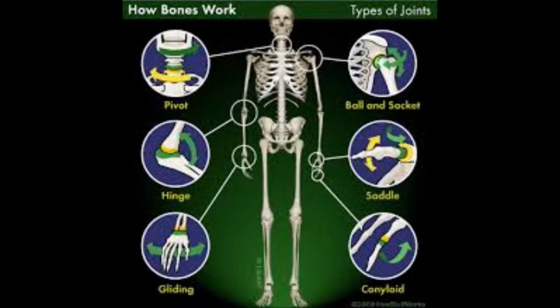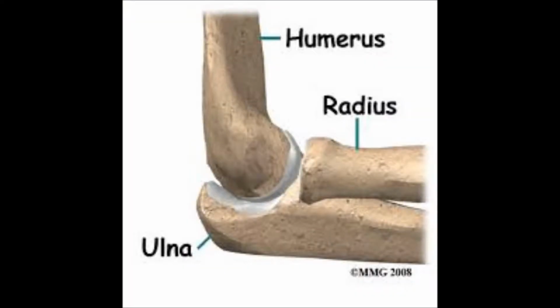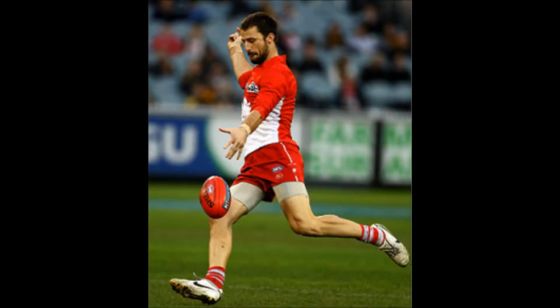Next, we move on to the joints of the body. First on our list of joints is the hinge joint. It is found in the knee and elbow. An example of the bones used are the humerus, radius, and ulna. An example of this joint in sport is kicking a football in AFL.